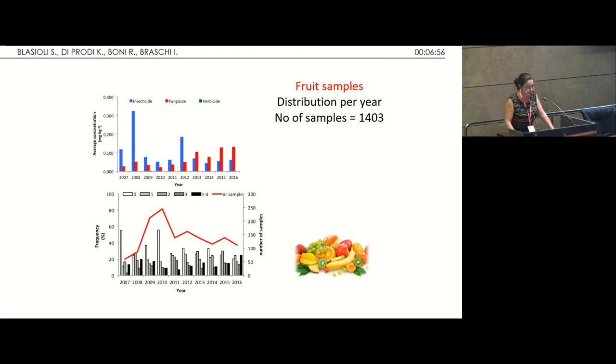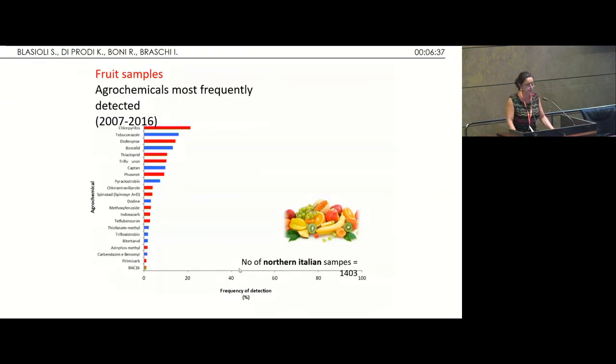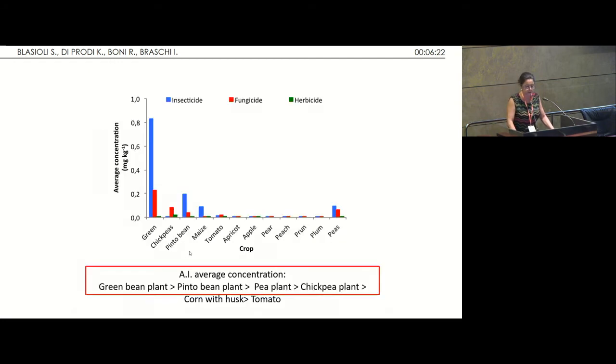This is for the fruit in general. We confirm what we observed for the vegetables, an increase in the fungicide and a decrease in the insecticide, with a higher frequency of number of active ingredients detected per sample. Well, in this case, we have the most frequently detected active ingredient, which is a fungicide. And then we have the distribution among the other classes of agrochemicals.